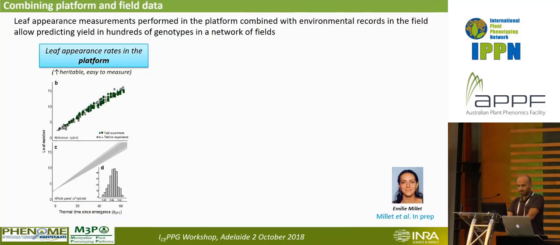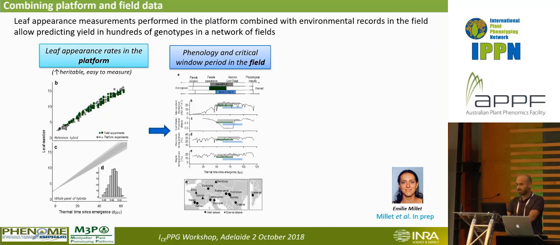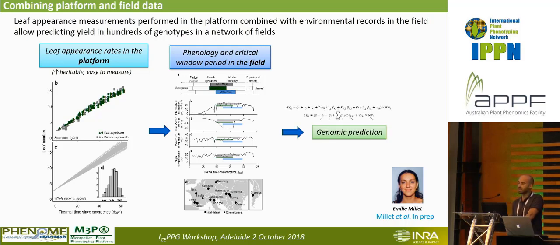Similarly, this is a work of Emilie, which Thomas showed in a previous paper of Emilie. Here she used the leaf appearance measurements that we usually perform in the platform, that are quite easy to perform in the platform but difficult to perform in the field, and that are indeed highly heritable. She used this information from the platform to establish in the field, in the same genotypes in a network of fields, phenology and different critical window periods where plants may experience different scenarios of drought, high temperature, or other stresses. And she used this sensitivity to the environment with the genetic information to build a model, and she performed a genetic prediction.